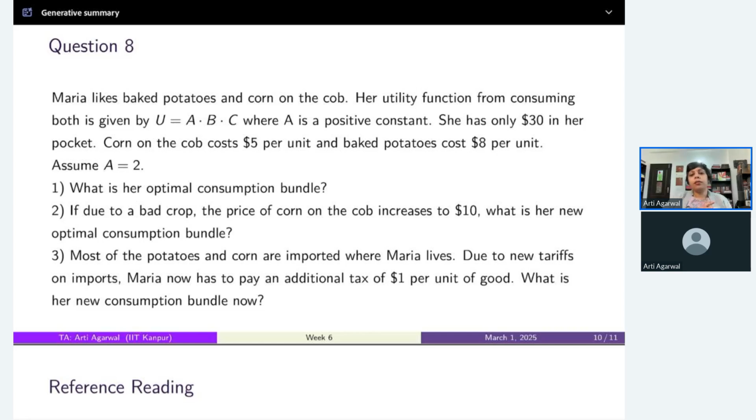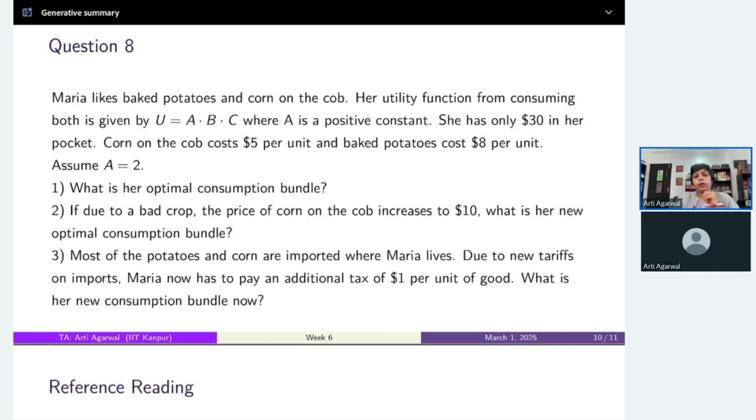Okay, so her utility function from consuming both is given by U = A·B·C, where A is a positive constant. Okay, and she has only $30 in her pocket. This is on any given day. I'm not talking about just one time, but any given day, she has only $30 in her pocket.